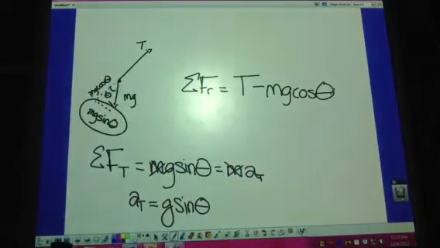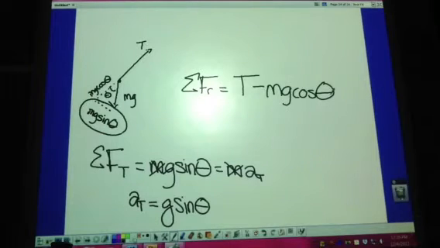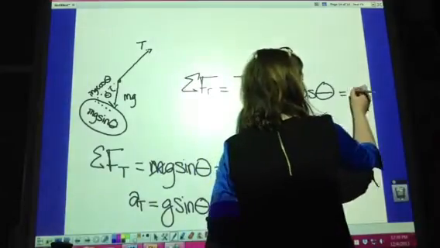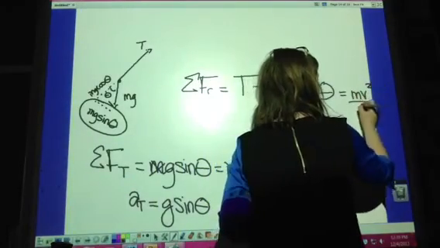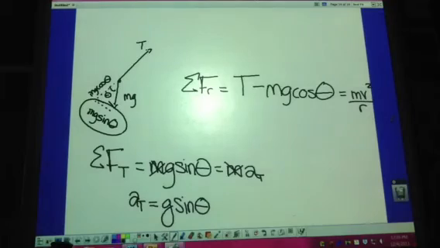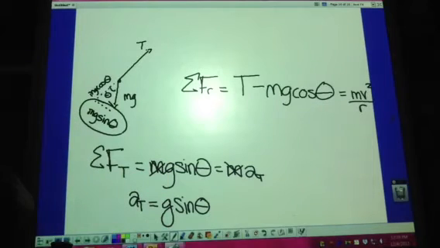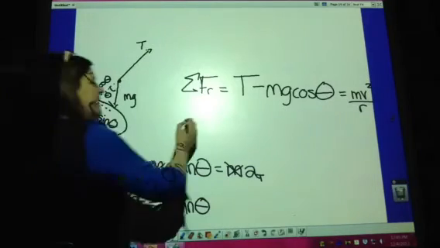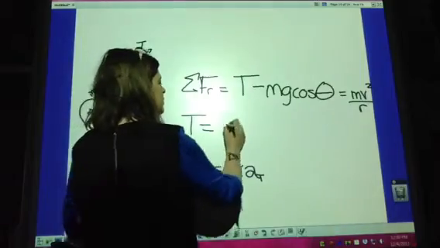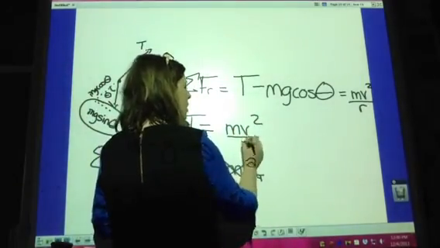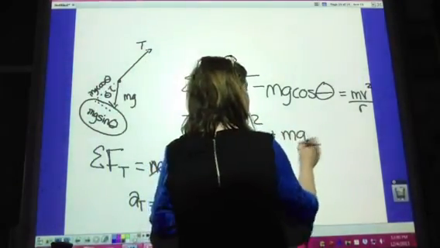And since tension is what's causing that centripetal force, that centripetal acceleration, we know that it's equal to mv squared over r, because it's the centripetal acceleration. So I'm going to have v squared over r as that radial acceleration. Now we want to rearrange this so we have something set equal to T. So my tension would be equal to mv squared over r plus mg cosine theta.